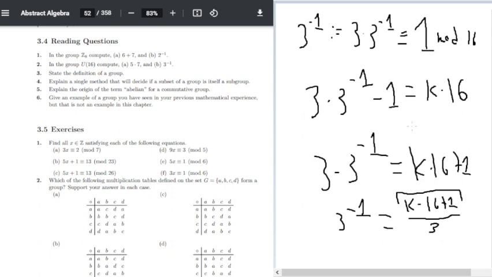So let's plug it into our calculator. Obviously 17 is not divisible by 3 because 17 is prime. So 2 times 16 plus 1 divided by 3. Alright, so in the case that k is equal to 2, we get 32 plus 1 over 3 equals 33 over 3 equals 11. So we have that 3 to the negative 1 is equal to the equivalence class corresponding to 11.